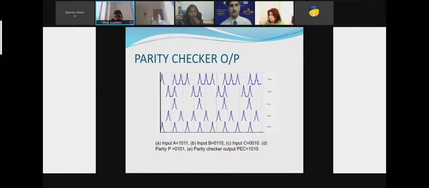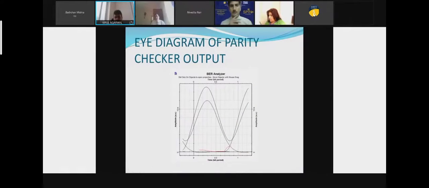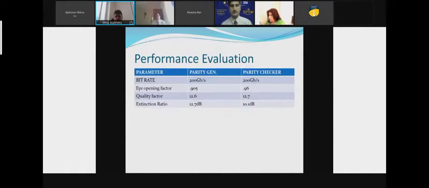This is the parity checker output. You can see some distortions have now come because the signal has traveled all the way. In the parity checker, whenever there is an even number of ones, output should be 0. Let us see clearly here, 2 ones are there, that is even, so output is 0. Whenever there is an odd number of 1s, 1, 2, 3, odd, output is 1, which means this is an error case. So clearly our circuit is working properly.